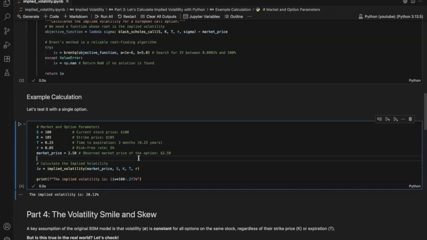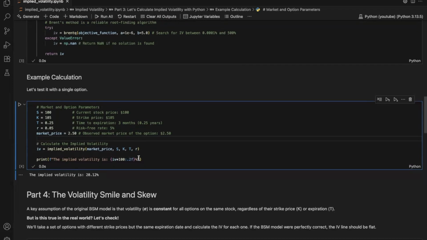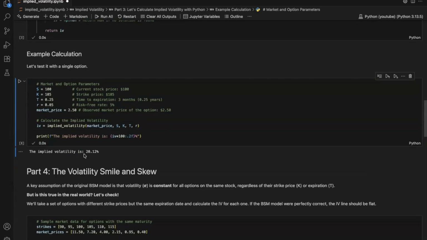Now let's imagine a stock trading at $100. We're looking at a call option with a 115 strike that expires in 3 months. The risk-free rate is 5%, and the option is currently trading for 2.50 on the market. We run our function, and we get the implied volatility as 20.12%. This is the market's consensus forecast for this stock's future volatility.